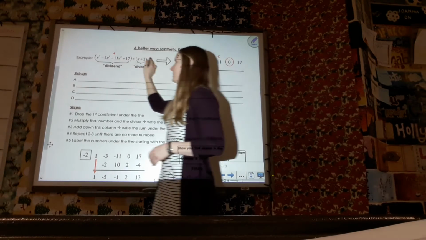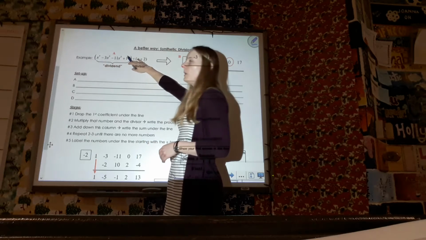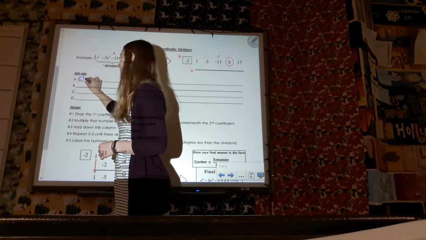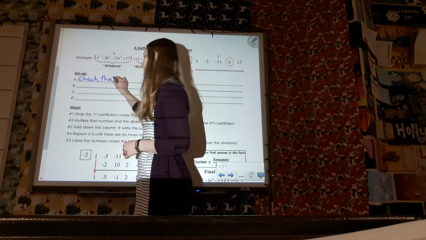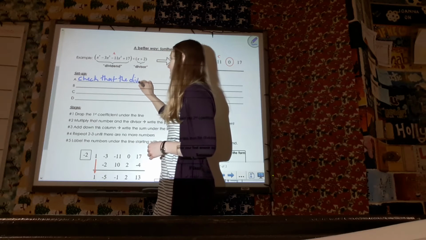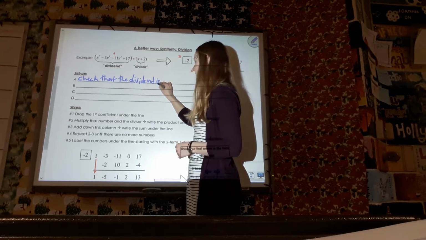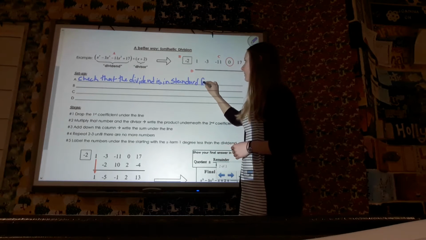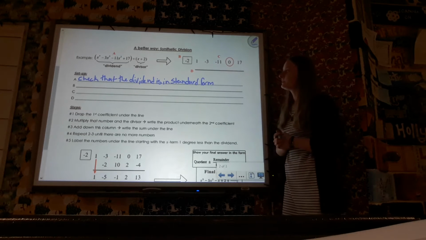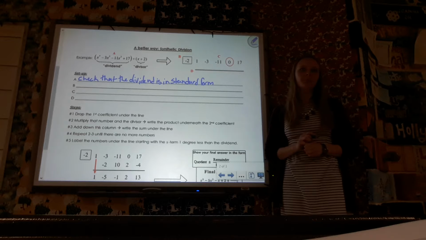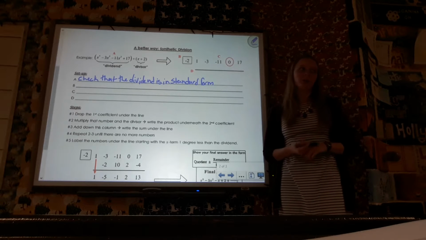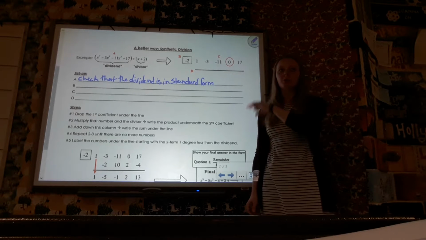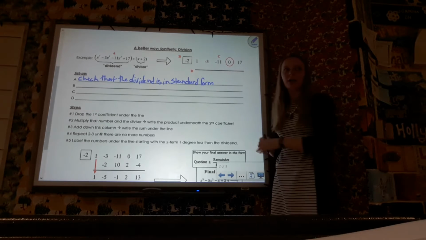Step A: when you see your problem, this is the example right here. So you're dividing this polynomial, the dividend, by this polynomial, the divisor. The first thing you want to do is check that the dividend is in standard form. If it's not in standard form, you should put it in standard form. As a reminder, standard form means the term with the biggest exponent should be first, and then everything decreases in order behind it, right?